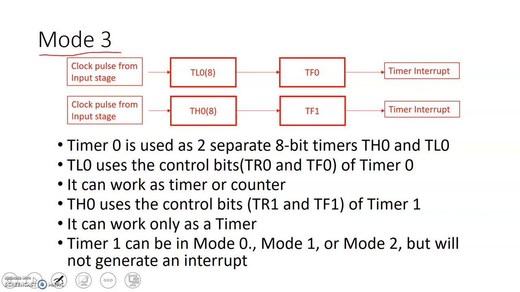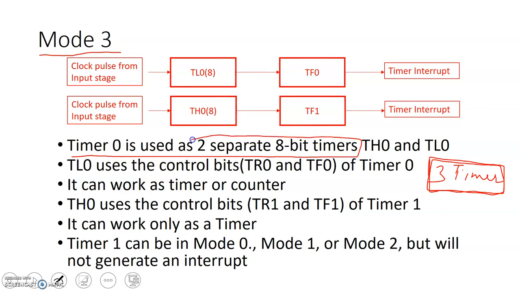In mode 3, this is a special type of mode wherein we can use 3 timers instead of the conventional 2 timers. Although there are 2 timers, in this mode we can configure them to be used as 3 separate timers. So how is it done? Let's see. Timer 0 is used as 2 separate 8-bit timers. TH0 and TL0 act as independent timers.